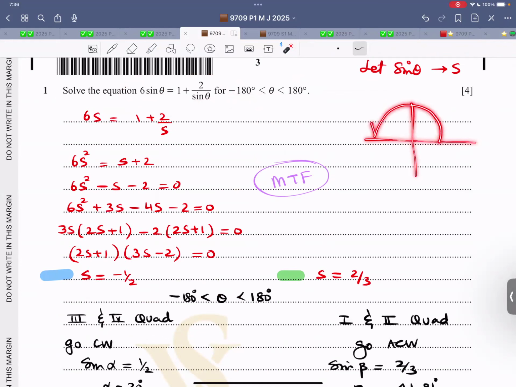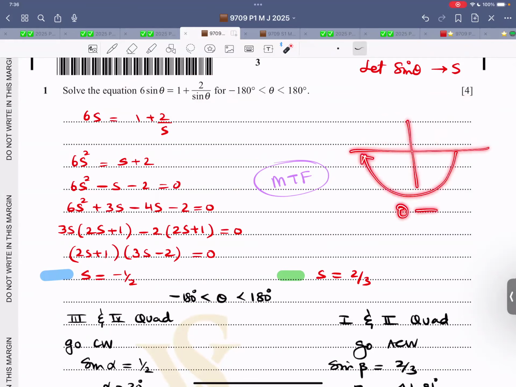That means you have to go anti-clockwise from 0 till positive 180. So that's the first and the second quadrant. And then 0 to negative 180, you have to go clockwise. Clockwise angles are negative. So first you will come across the fourth quadrant and then the third quadrant.